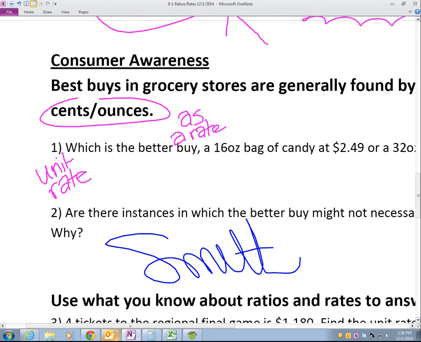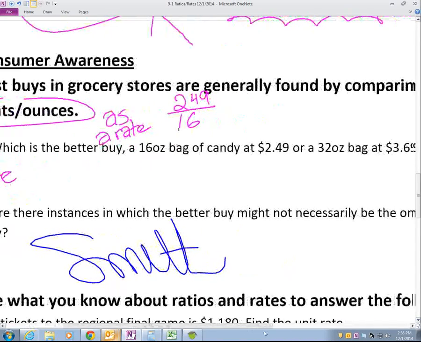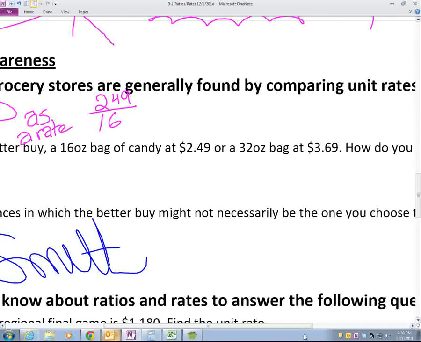So I'm going to do cents per ounces, which is going to be 249 cents, which is $2.49. Why don't we do it with no decimals in there? 249 over 16 ounces. And then on this side, we have 369 over 32.